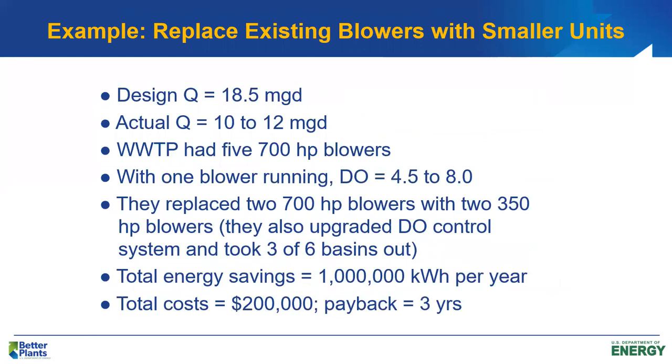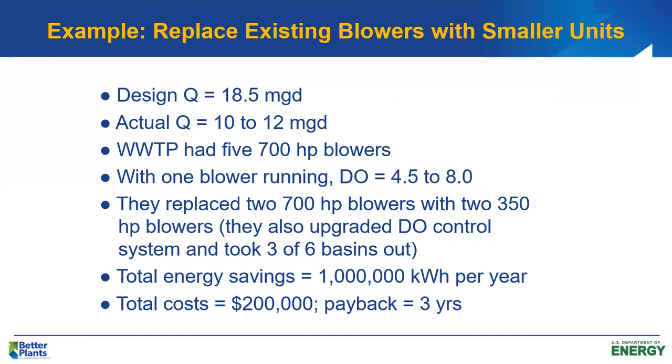An example here where one particular wastewater treatment plant, the design flow rate, average daily, was 18.5 million gallons a day. Currently, the flow rate was 10 to 12 million gallons per day. The organic loading was much lower than design loading. The plant had 5 700 horsepower blowers. With only one 700 horsepower blower operating, the DO in the aeration basins was in the range of 4.5 to 8 milligrams per liter, so much too high, which dramatically reduced the oxygen efficiency of the aeration system.